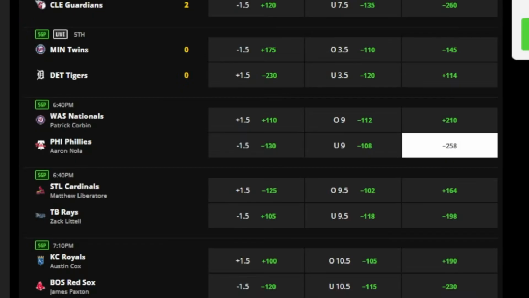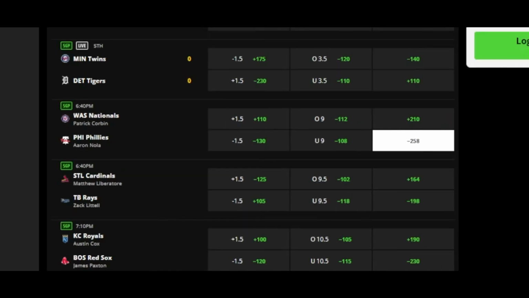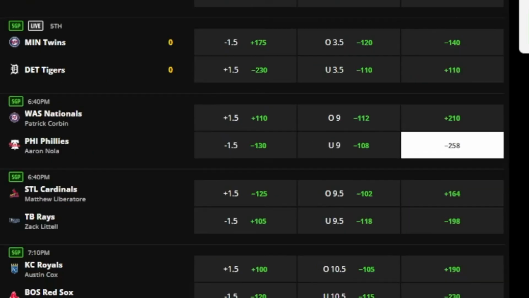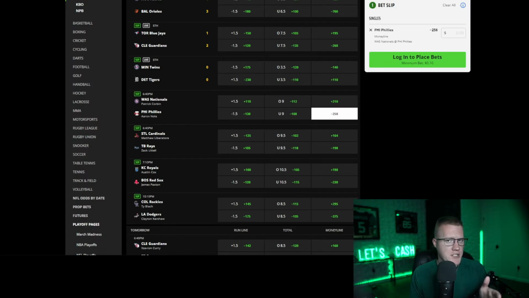You'll also notice that you see a plus 1.5 and a minus 1.5 next to the Nationals and the Phillies. Next to that, you'll see an O9 and a U9. And then next to that, you'll see a plus number and another minus number. So allow me to explain each one of these columns.